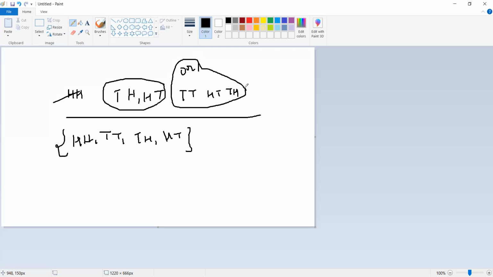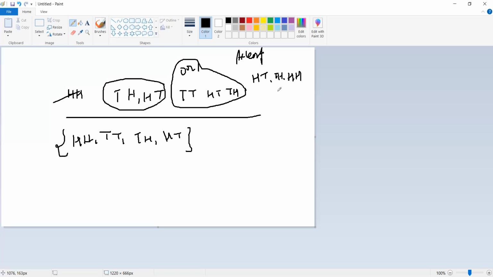Now I'm asking, at least 1 head means it can have 1 head or 2 head. So for 1 head, it is head tail and tail head, and 2 head is head head. So this is also 3 by 4. So that's why you have to understand the question carefully.